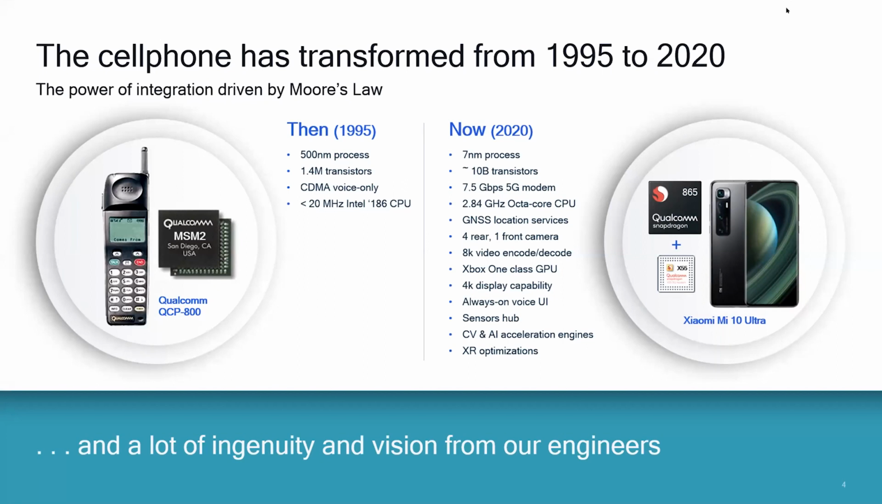Now we look at the comparison between two smartphone devices. The left one is on a 500 nanometer process in 1995 with 1.4 million transistors. Now we have a 7 nanometer process, and recently 5 nanometer; this slide is slightly older. It has 10 billion transistors, so 10 billion logical units on a chipset, a 7.5 Gbps 5G modem, and a 2.84 gigahertz octa-core CPU. Look at the 4 rear and 1 front cameras, 8K video encode and decode, and an Xbox One class GPU. So the smartphone has gone really complex. What has this complexity brought about?